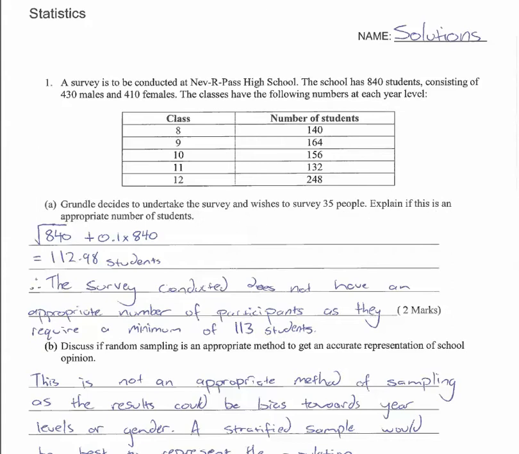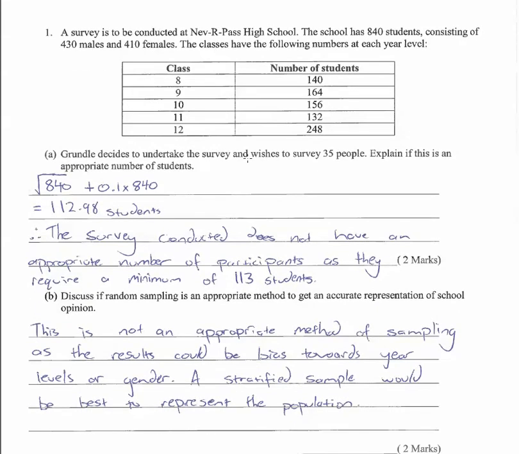So what you need to do here is firstly use the formula to find out if this is an appropriate number of students, and the way you do that is the square root of the population plus 10% of the population. So the population in this case here is 840. So what you do is you just plug in 840 into the formula, which I've done here, and you get an answer of 112.98 students. Now, as you can see here, obviously as well, you would round this up to 113 students.